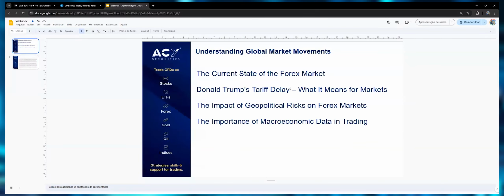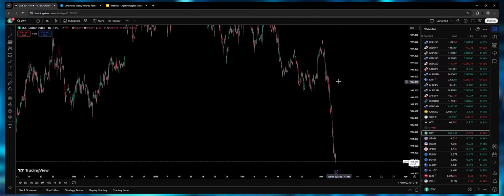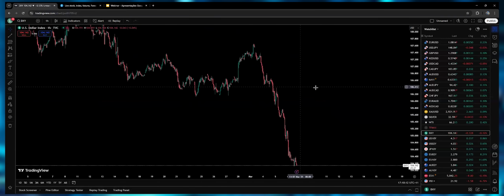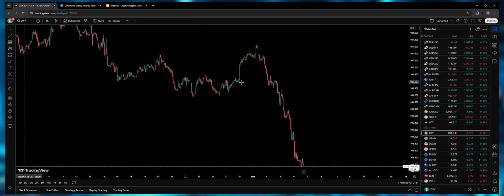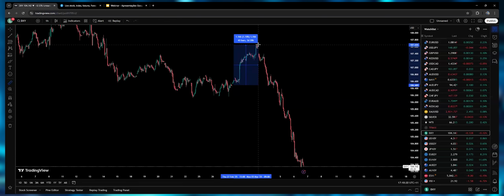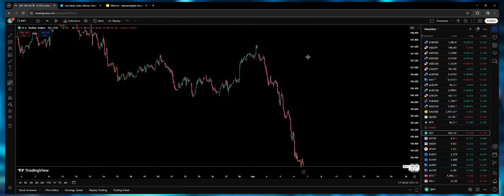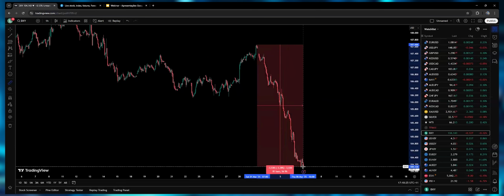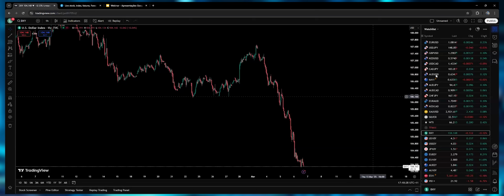All right, so first topic, what's the current state of the market? Because look at that. That's the US dollar index, on the 1 hour time frame. We had this huge up move here of about 1%. And then from the top to the bottom now, we had a 3.28% fall. So that's a pretty interesting thing.